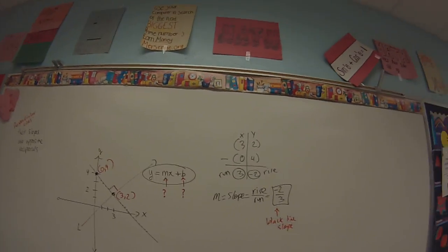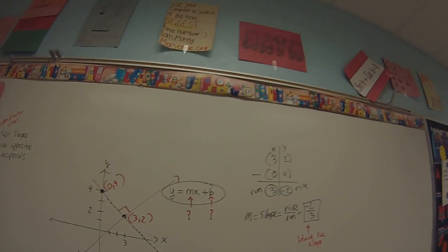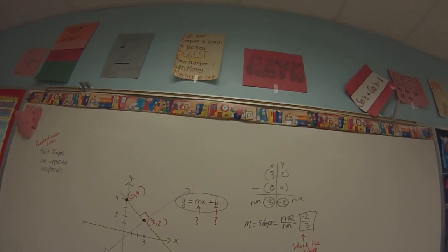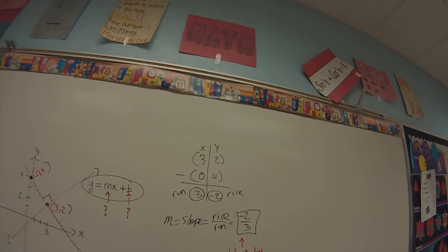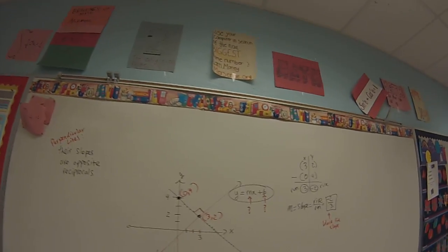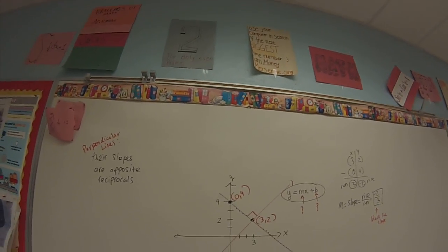Okay, so from this fraction, how do I figure out the slope of the red line? Because my ultimate goal is to figure out the equation of the red line. I don't want the equation of the black line, I want the equation of the red line. Well, I know the slope of the black line, and I know that they're perpendicular to each other, and I do know that their slopes are opposite reciprocals, so I'm going to use that to help me find the slope of the red line. So let's go ahead and do that now, okay?